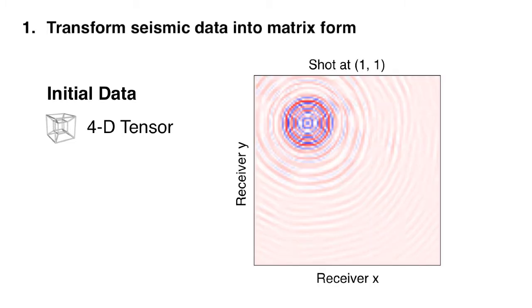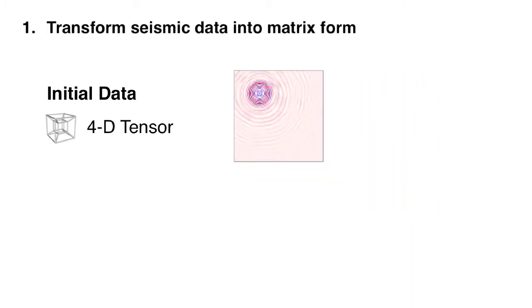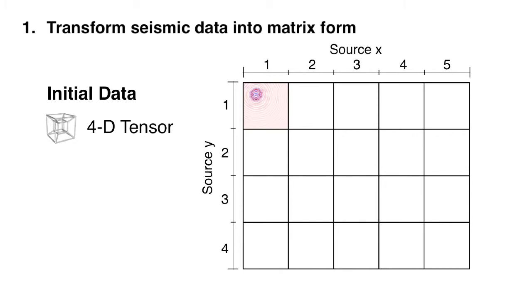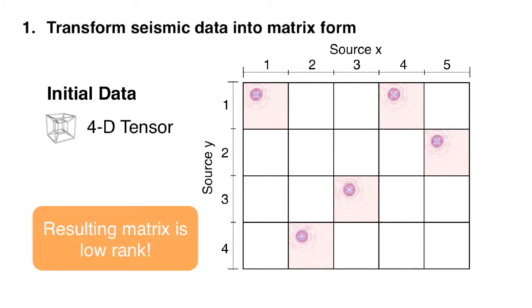We perform this transformation by looking at a single source coordinate which corresponds to a shot image. Think of this image as lying on a grid indexed by the source coordinates. We populate this grid with the remaining shots and we obtain an extensive, incomplete image that can be naturally represented as a matrix. By transforming the data into a matrix, the tensor completion problem becomes a matrix completion problem. Since this matrix representation is low rank, we can use matrix completion tools like Jellyfish to interpolate the missing data.